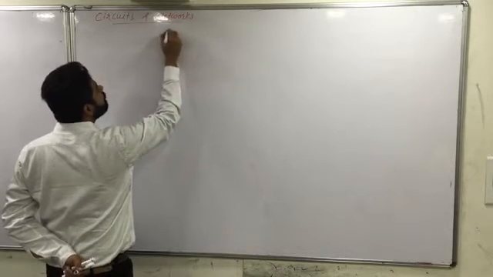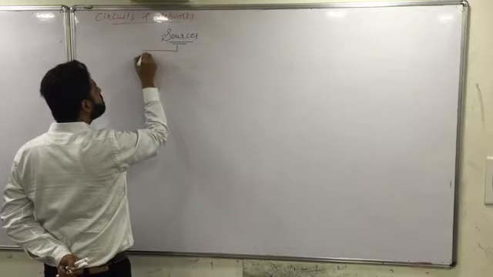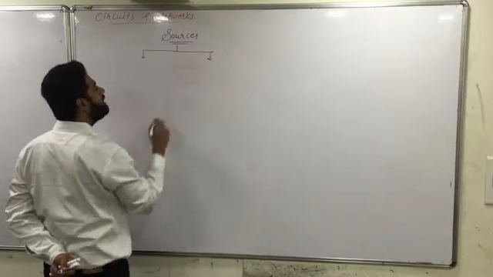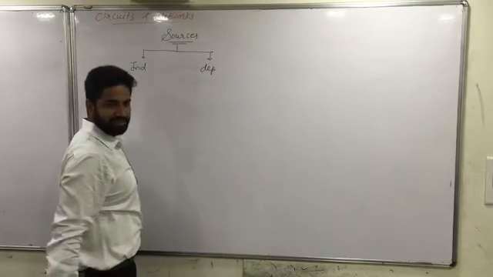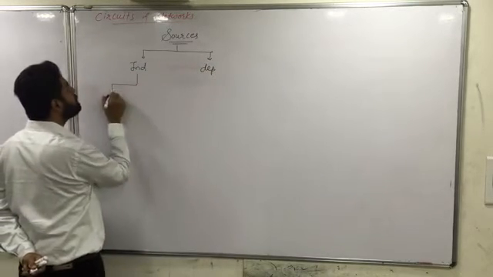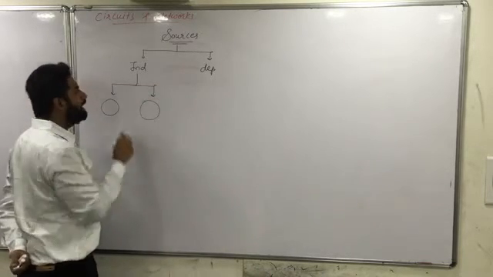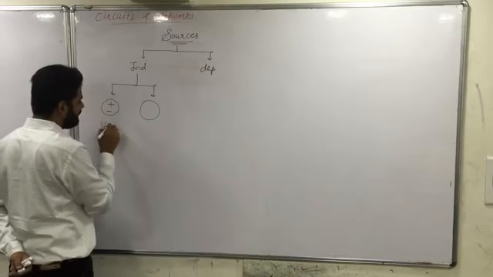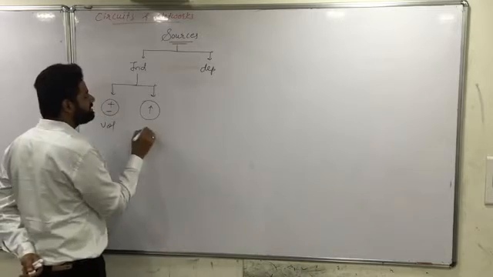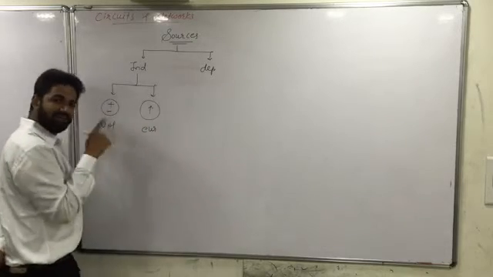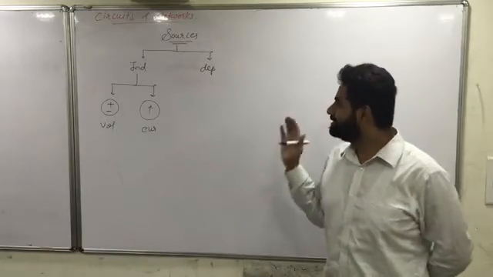the classification of sources. There are two types of sources we know. One is independent sources, one is dependent sources. Is it clear? Fine. Independent sources are represented in a circle. If it is a voltage source, it is plus minus. And if in a circle you have an arrow, it is called a current source. So these are called independent sources.